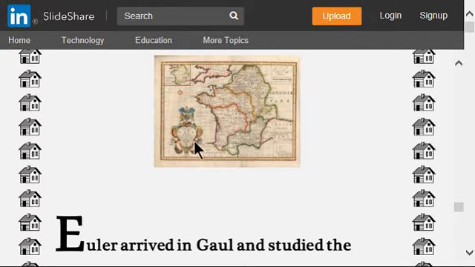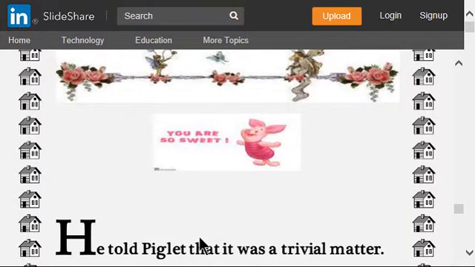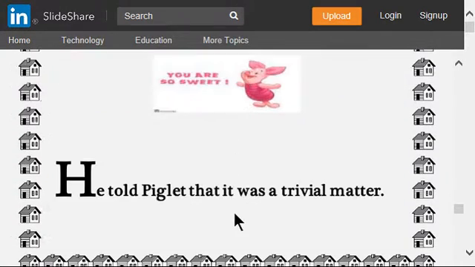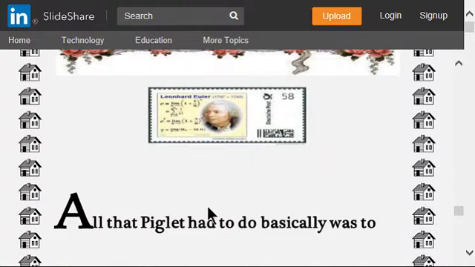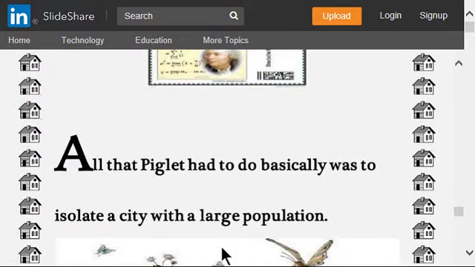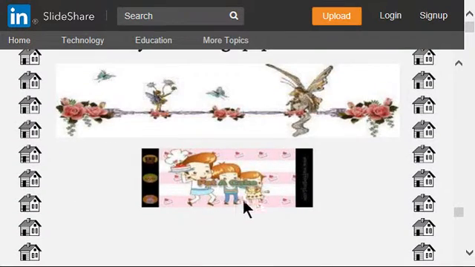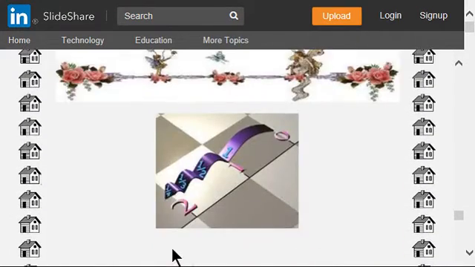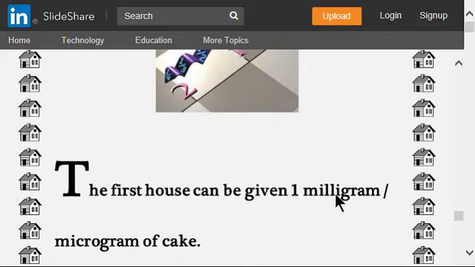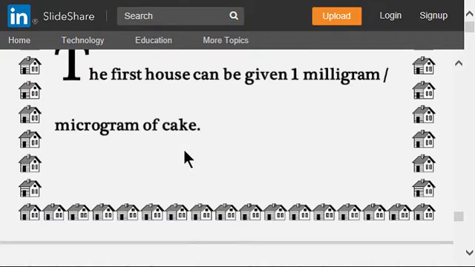So Euler came, looked up the map and arrived at Gaul and studied the problem. He told Piglet that it was a very trivial matter to find a solution. He gave some equations. All that Piglet had to do was isolate a city with a large population. And then, once the population has been found, the people there have to be given cakes to eat. The first house is given 1 milligram of cake. The second house is given half a milligram of cake.